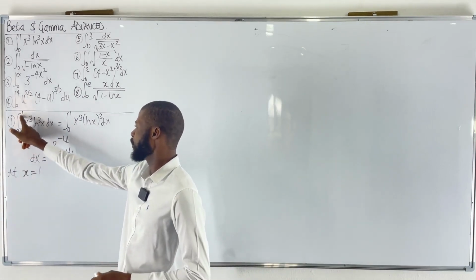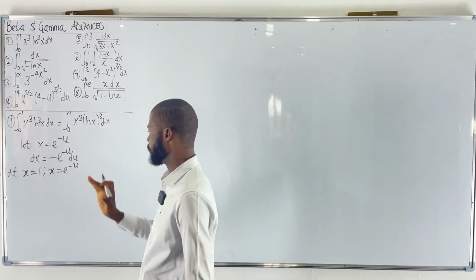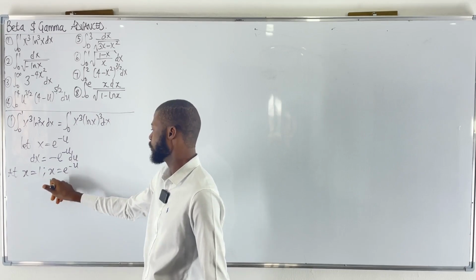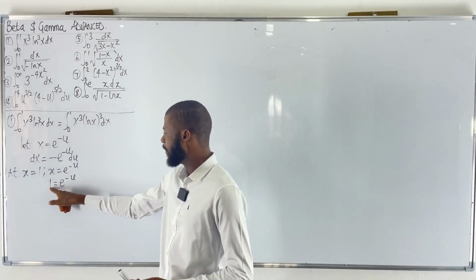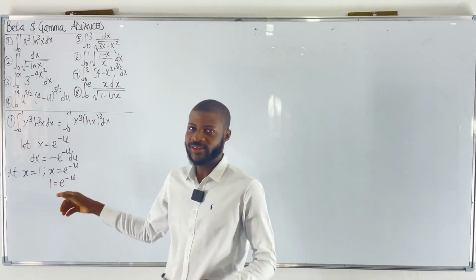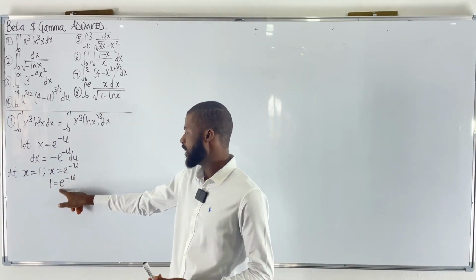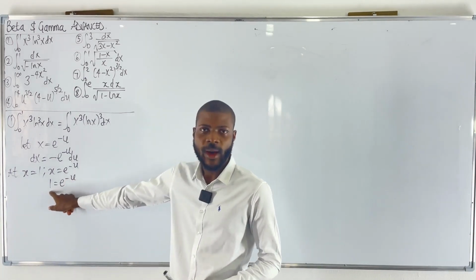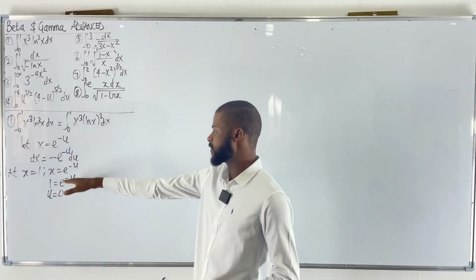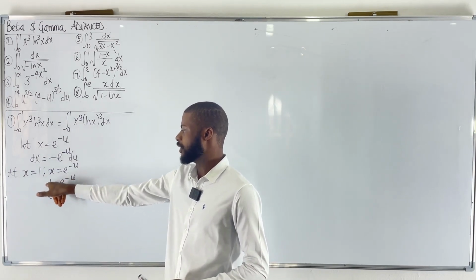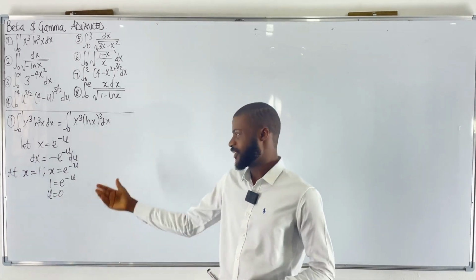At x equal to 1, so when the upper limit is 1, we know that x is equal to e to negative u. Now x is 1, so 1 is equal to e to negative u. And what do you think u is going to be? Remember that when a number is raised to the power of 0, that number is going to give you 1. So u has to be 0, because e to the power of minus 0 will give us 1. So u is equal to 0. If I had made u the subject, I would have ln of 1, and the natural logarithm of 1 is just 0.